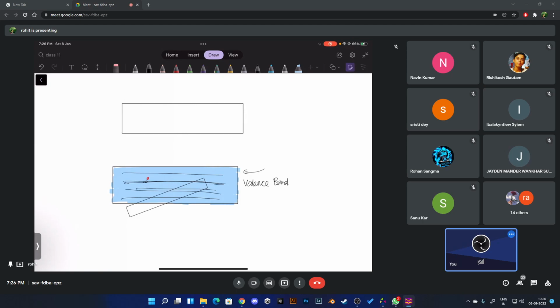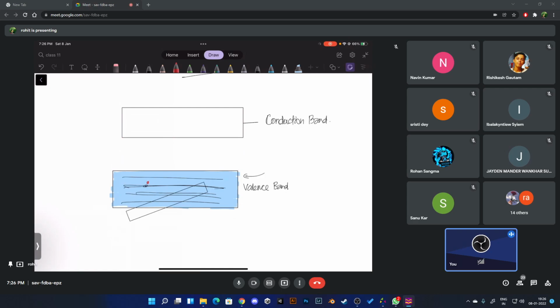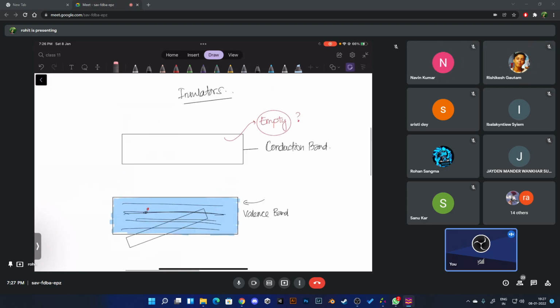But look at this now. What am I drawing now? What is this band? This is the conduction band. I'm talking about insulators right now. For insulators it is found that this conduction band is empty. What does it mean? Are there electrons or no electrons in this band? No electrons. That means no electrons are present which can conduct current. And look at this, I'll show you one more thing.